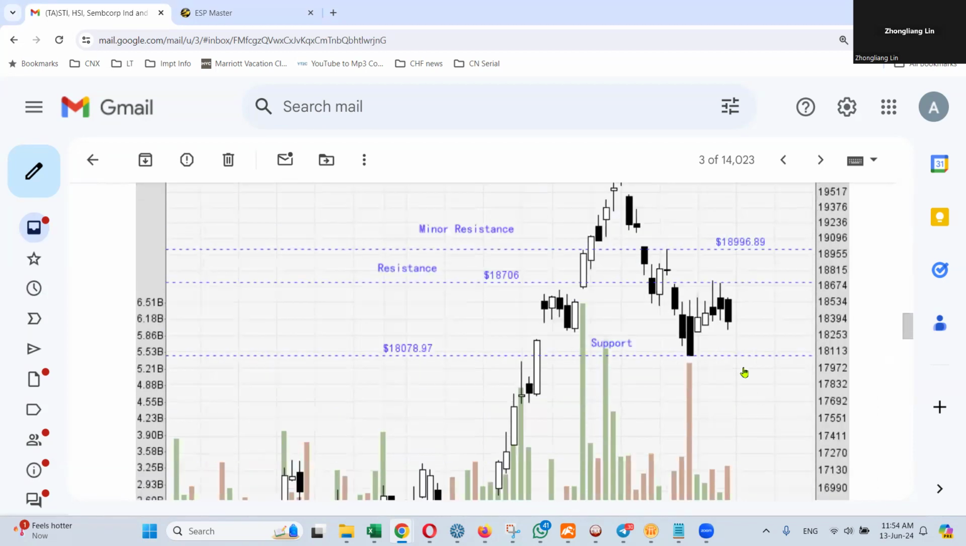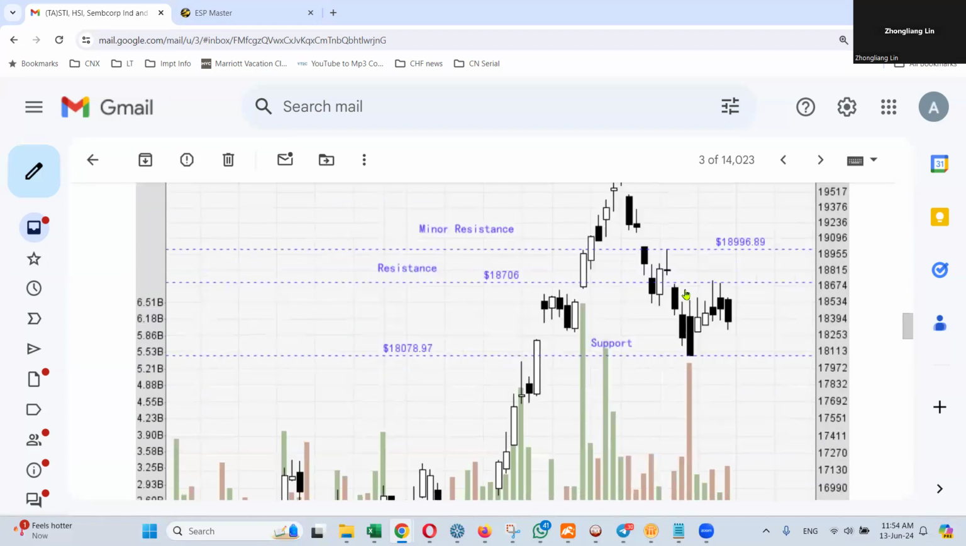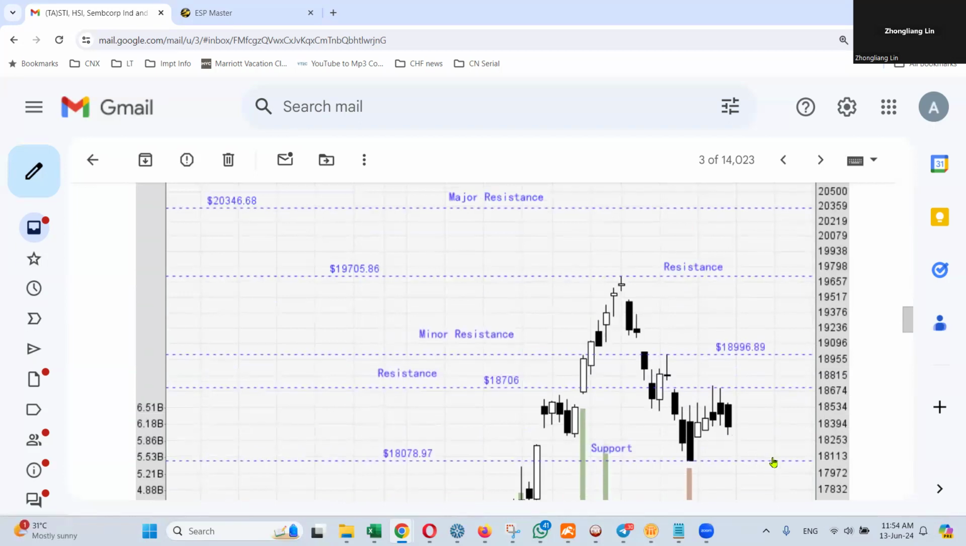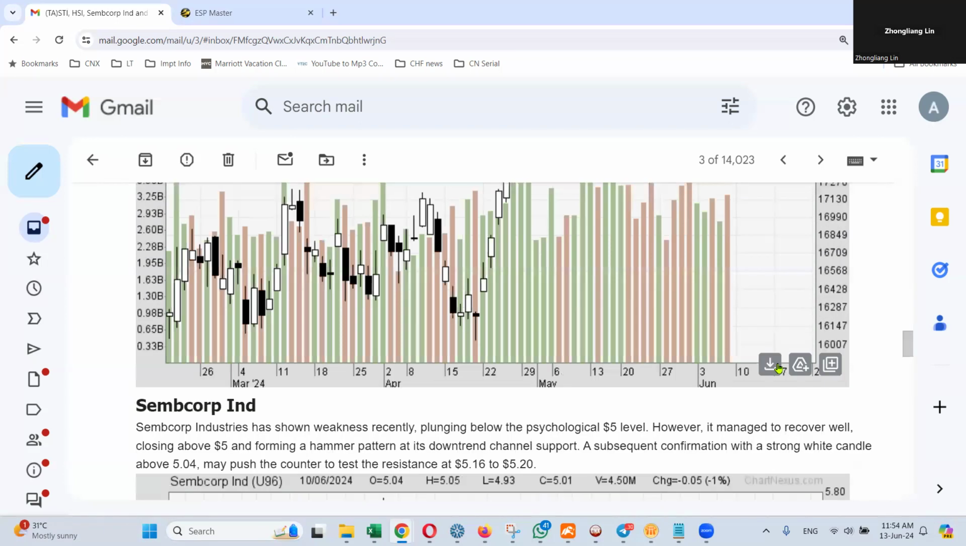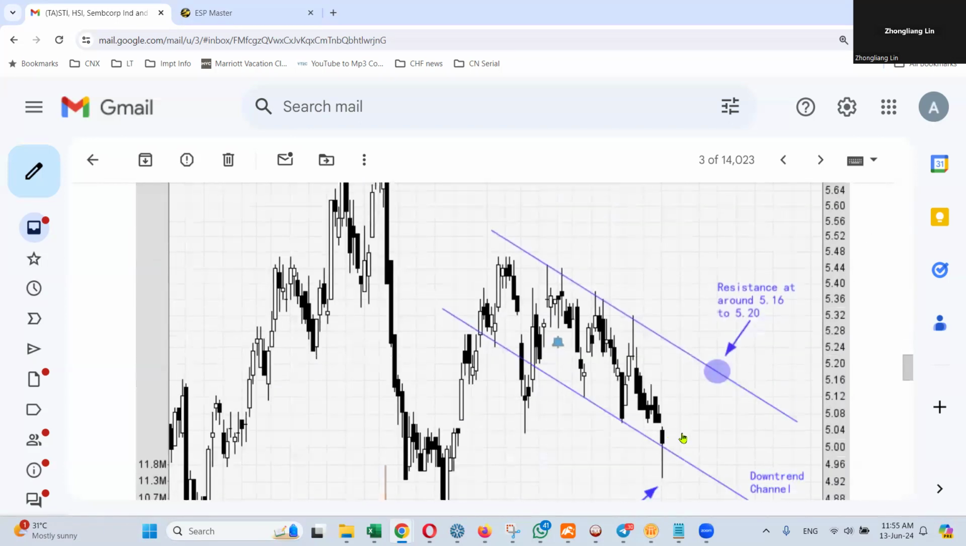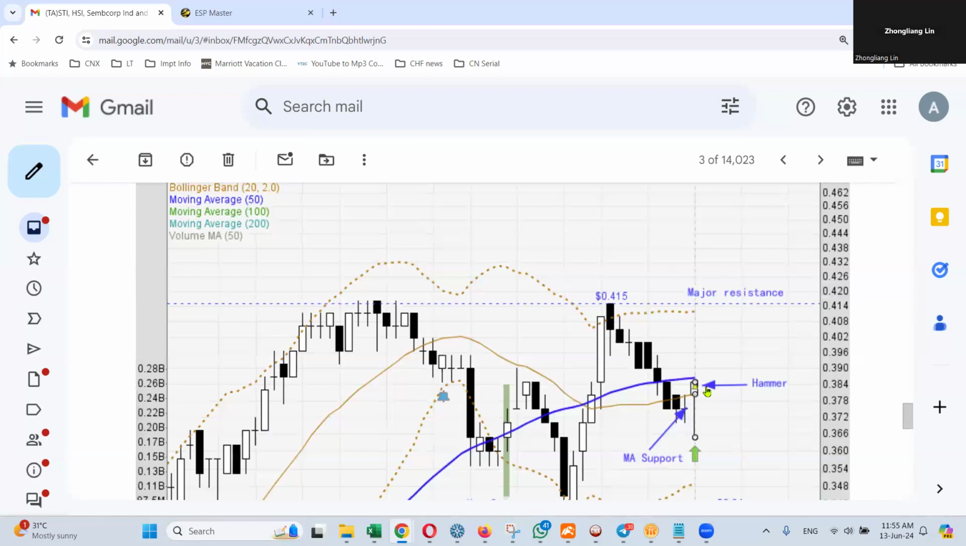And Hang Seng today, as I mentioned, yeah, there's a slight error over there because the CPI was announced the next following day, not that day itself. But it did not help Hang Seng much anyway. Okay, so Hang Seng came back down to this low and broke it yesterday. Then we have Sengkang Industry, like I mentioned, the hammer, but it did not come to 520 yet. Dynamek, the hammer lacks the confirmation.